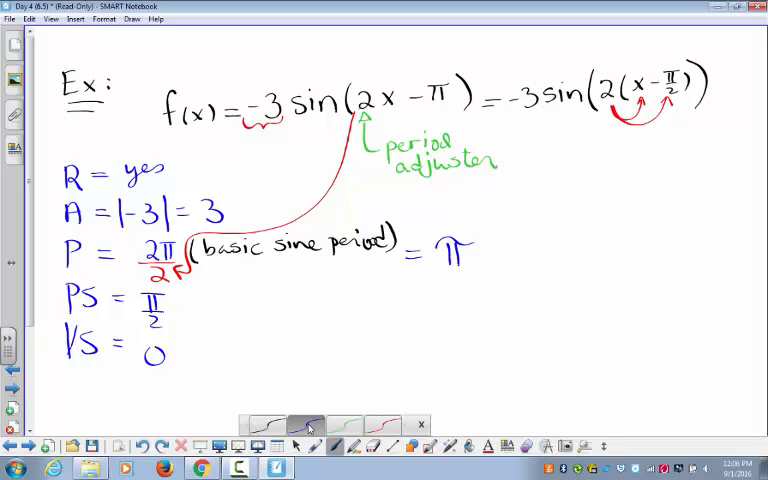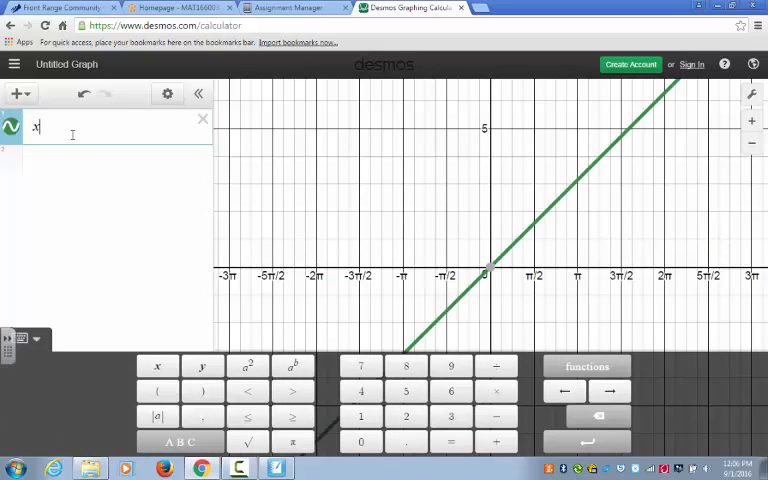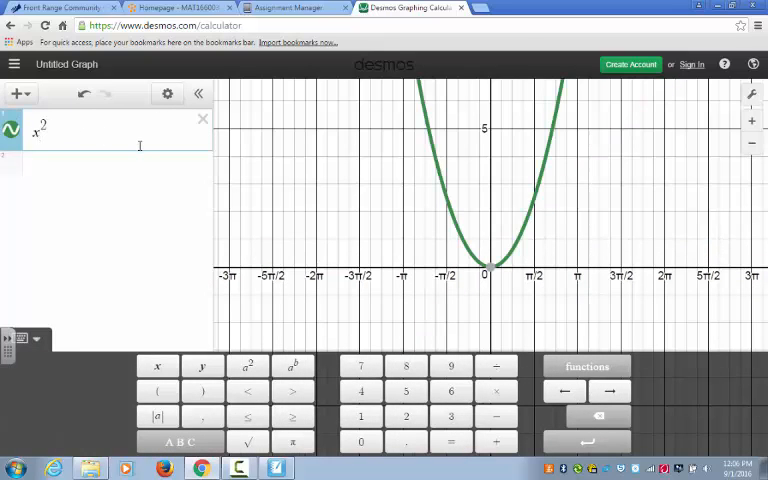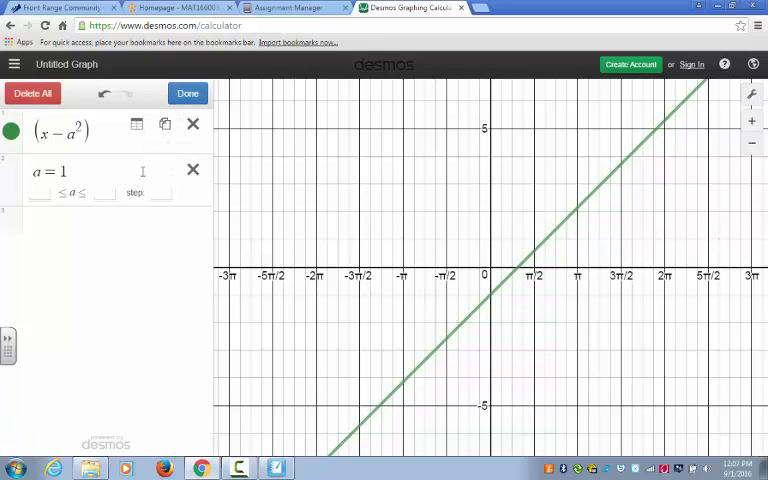Let's take a look at a parabola for a minute. Let's just get rid of this trig function stuff, and let's look at y equals x squared. So there's y equals x squared. And the question always is, why am I shifting to the right when it's negative? Why am I shifting to the left when it's positive? It's actually very easy to see if you graph the following. Let's put an a in there, a slider. There's a way I can make that an integer if I want. Let's do that.